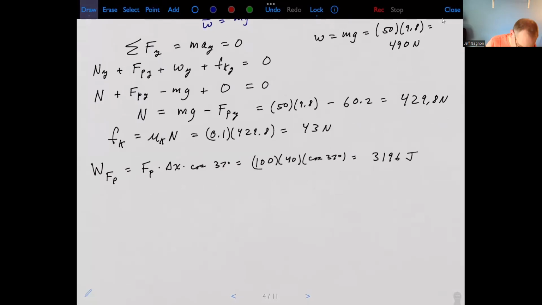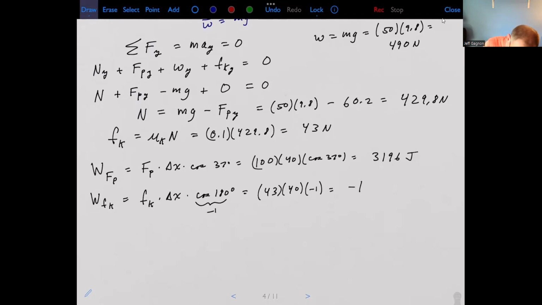Okay, what about the work done by, I'll do the kinetic frictional force now. So it'll be the kinetic frictional force times the displacement. And then what's the angle between that frictional force and displacement? It's 180 degrees. Right? Remember, cosine of 180 is -1. So this frictional force is going to do negative work on the object. And if you work this out, Fk, well, we just found that, right? What was that, 43? Times displacement is 40 times -1. That's going to be like negative 1720 joules.